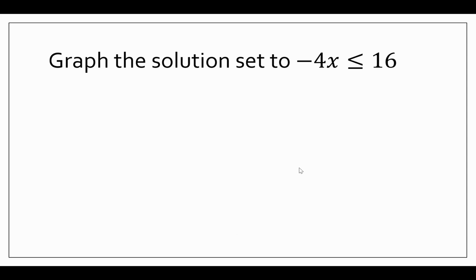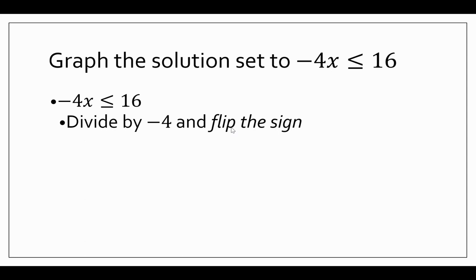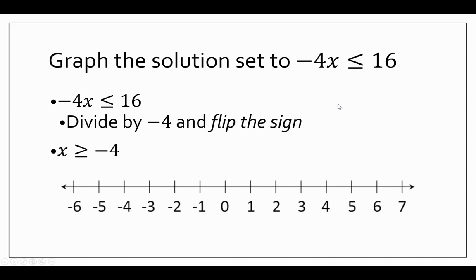Next example here, we have -4x is less than or equal to 16. When we do multiplication or division, something special happens when we're talking about negatives. We're going to divide both sides by -4 and flip the sign. That is the key to this piece: when we divide by a negative, flip the sign. So we get x is greater than or equal to -4. On our graph, since it's greater than or equal to, we put a filled in circle on -4 and go to the right.